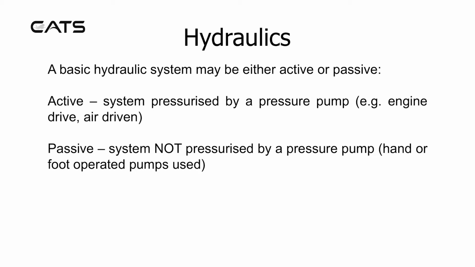A basic hydraulic system may be either active or passive. In an active system, this is pressurized by a pressure pump, for example engine-driven or air-driven. In a passive system, this is not pressurized by a pressure pump. Hand or foot-operated pumps are used.